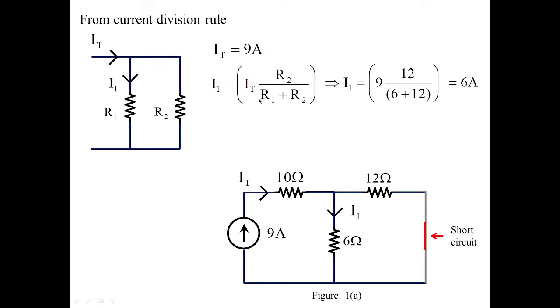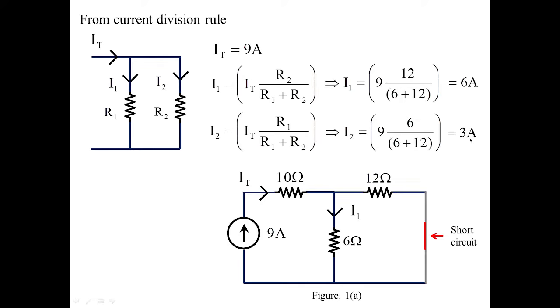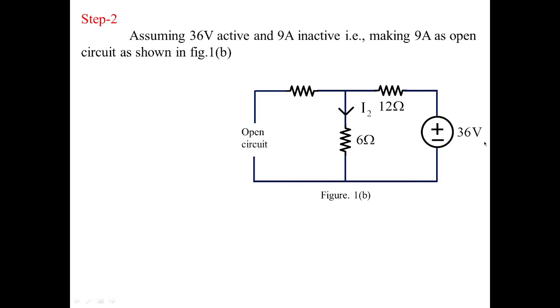If required, we can also find the value of current in branch resistance R2 as I2 equal to 3 amperes. This is needed if you want to find the value of current in 12 ohms. Right now we are interested in 6 amperes because we have to calculate the branch current in R1, which is 6 ohms. So we'll take this as equation 1, because of 9 amperes acting alone, we got the current as 6 amperes. This will be treated as result 1. Now we are going to apply 36 volts as active and make 9 amperes inactive.